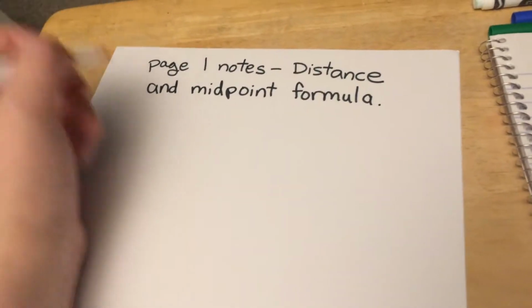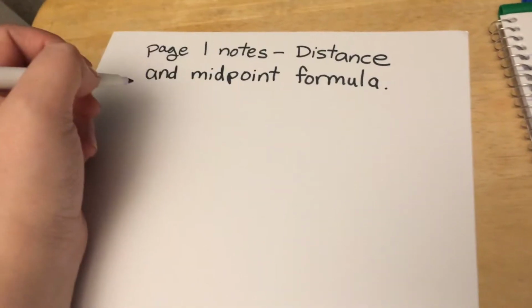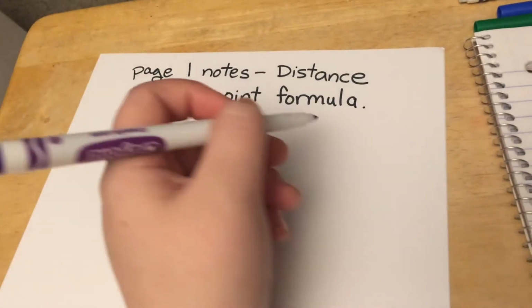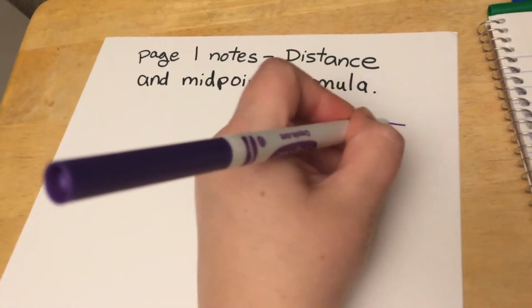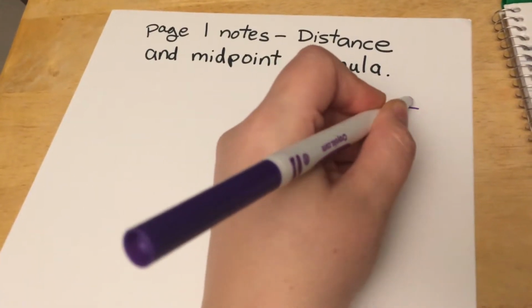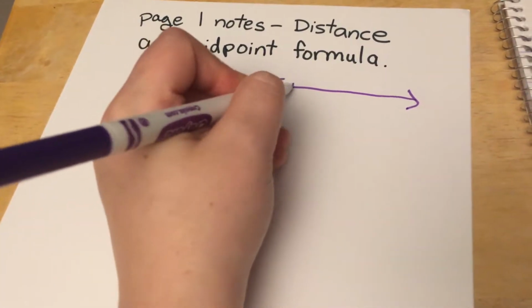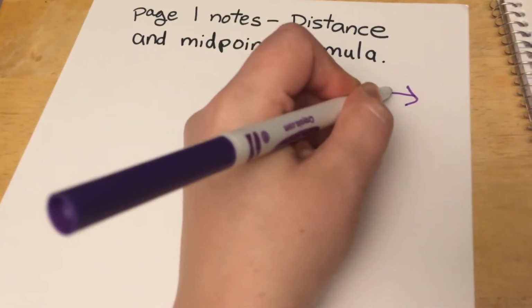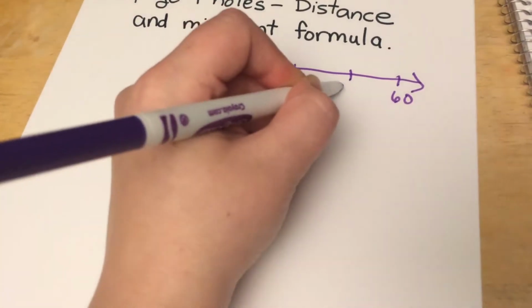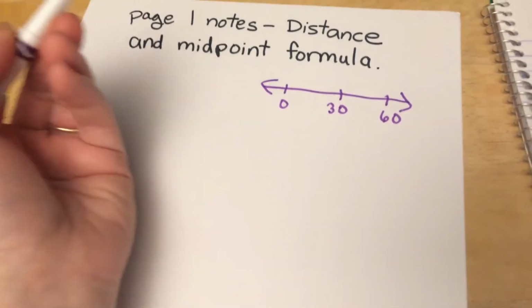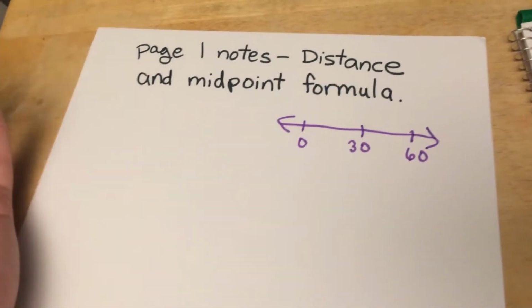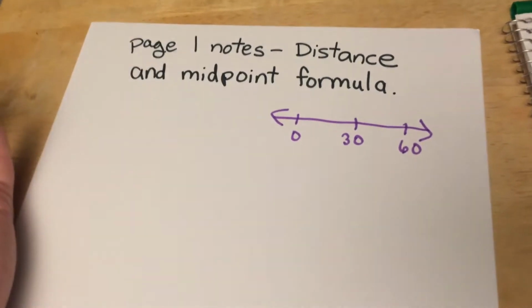Okay, so Tuesday's lesson was distance and midpoint formula, and we started with the string activity. I had you measure the string on the board. A lot of you had your piece of string, and it was from 0 to 60. You told me that your midpoint was 30, which is exactly what I wanted you to do. You said once you measured your distance of 60, you divided by 2 to get 30.